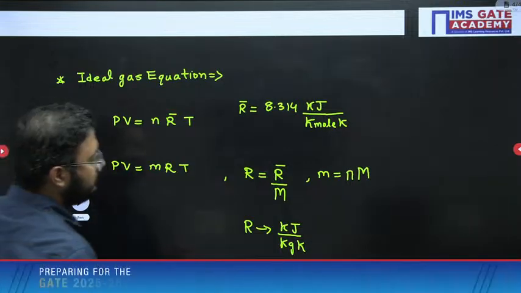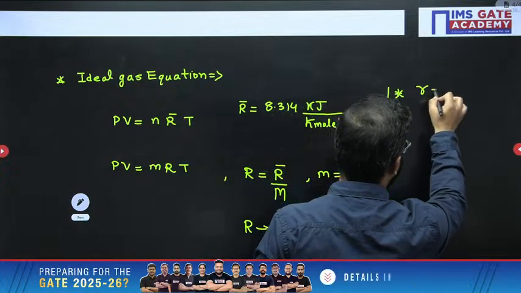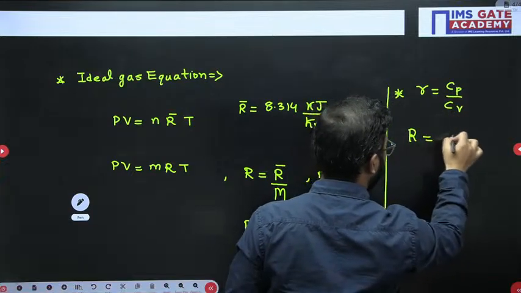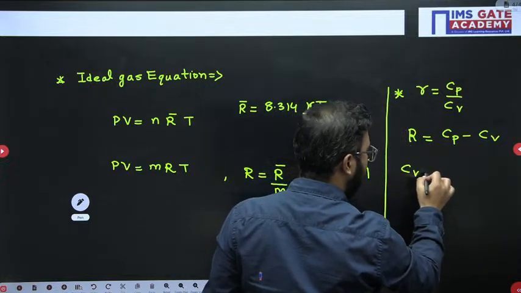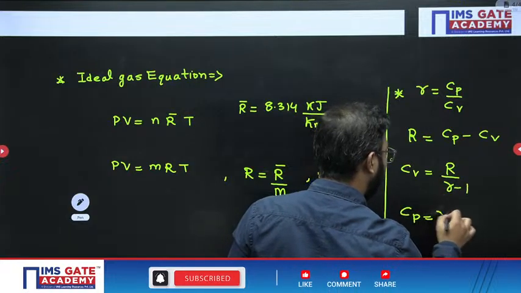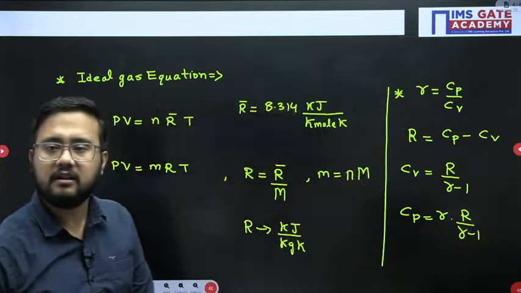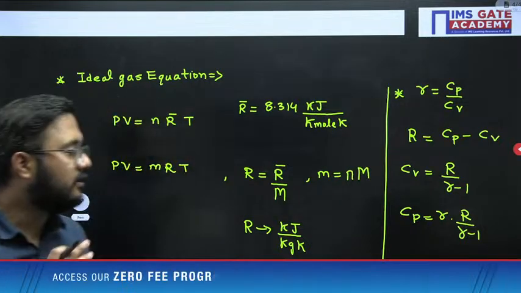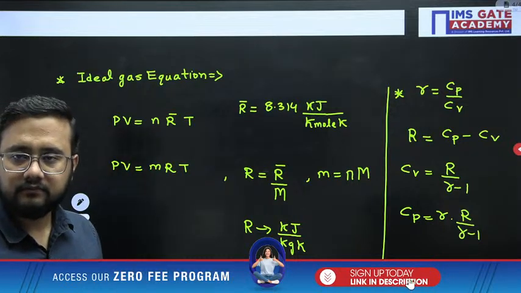Apart from that, there is one more thing that we need to know. Gamma, the ratio of specific heats, is Cp by Cv, and R equals Cp minus Cv. If I have to write Cv, I will write R by gamma minus 1. For Cp, it will be gamma multiplied by R upon gamma minus 1. We should remember these relations. This information is very, very important. Is that clear, everyone? Right.